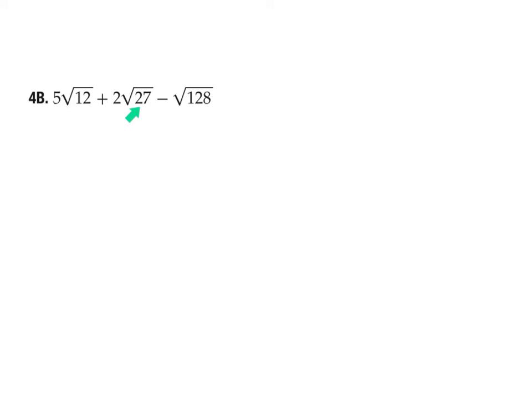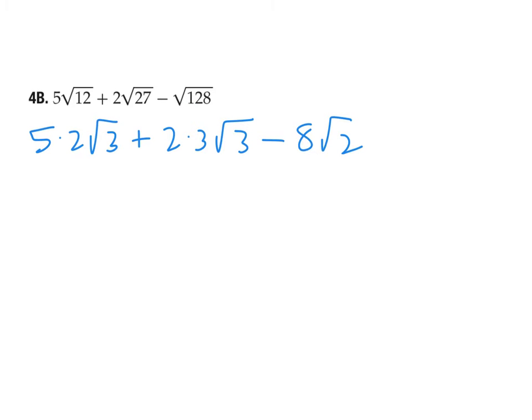4. Biggest perfect square that goes into 27. Biggest perfect square that goes into 128. 64. Okay, so the 4 is going to come out as a 2 and get multiplied by 5. The 9 is going to come out as a 3 and get multiplied by 2, and the 64 is going to come out like an 8. Okay, so I skip that little step. Square root of 4 is 2. Square root of 9 is 3. Square root of 64 is 8. Okay, now I can multiply here.